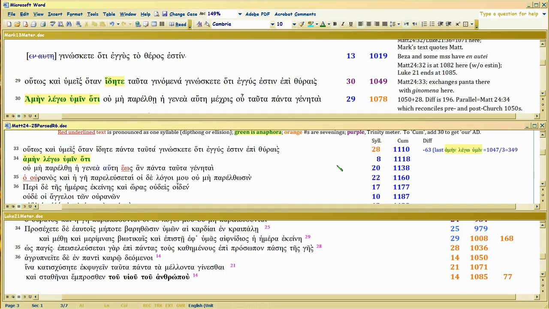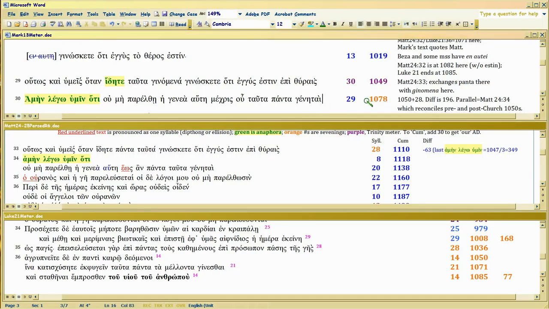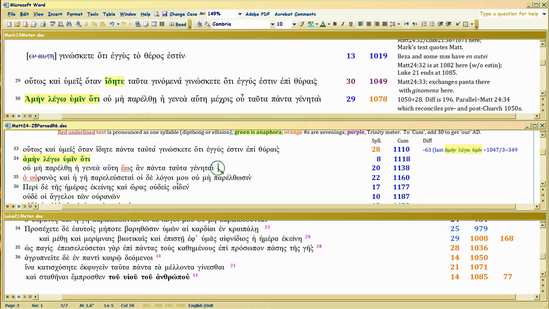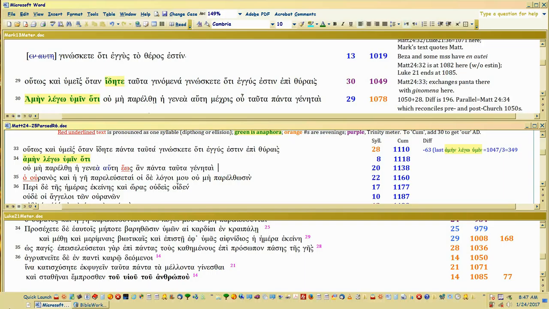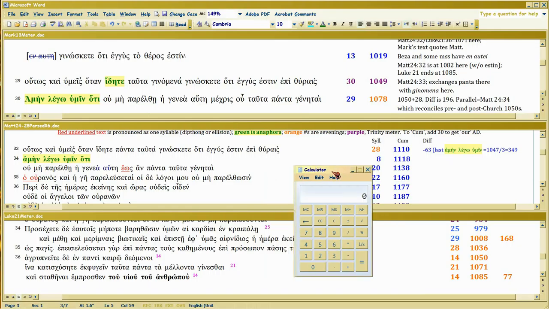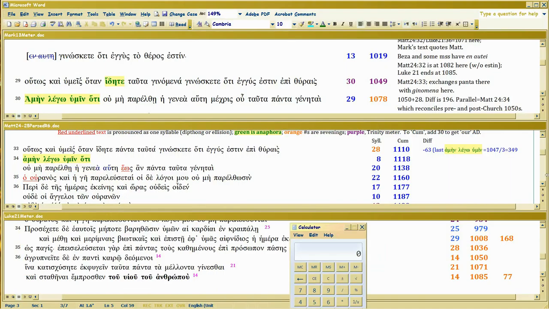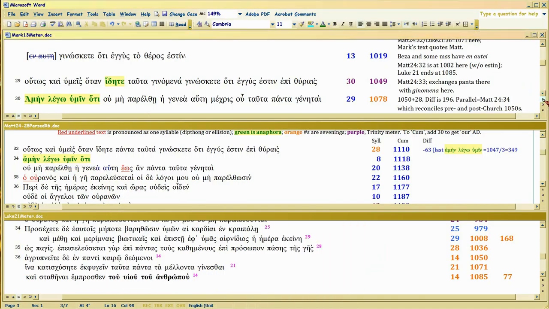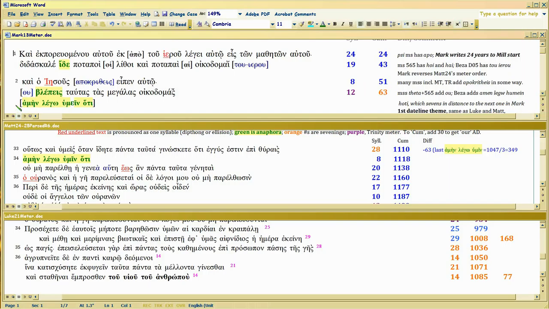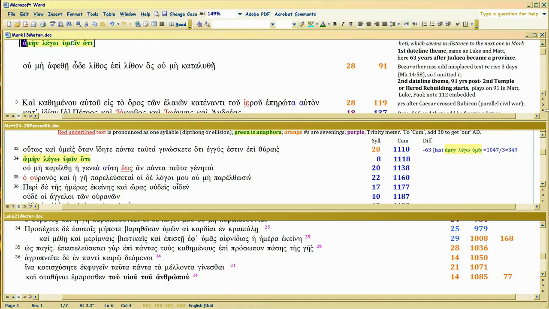Well, now let's take a look at Mark 1078. Quoting this verbatim. Quoting it. Now watch this. This is such a killer. Amen Lego Humin. Remember before I took you up here. Sorry, this is so complicated, but you know, the word of God. 64. Right? And then we come back down.